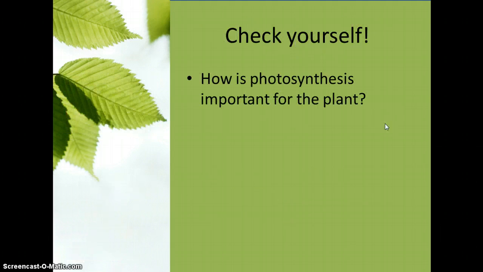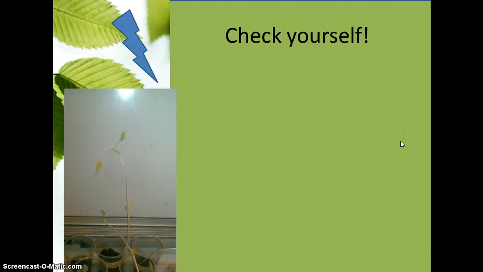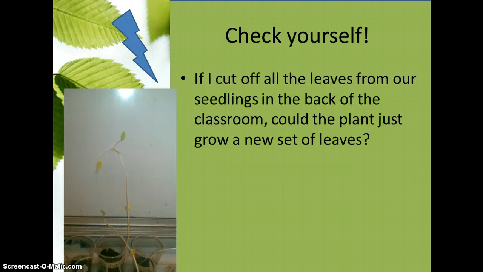So check yourself. Why is photosynthesis important for the plant? How is photosynthesis important for humans? Go ahead and take a minute or two to answer those questions. Okay, you should have said that photosynthesis is important for the plant because it makes food for the plant, and photosynthesis is important for humans because it gives us oxygen to breathe. Here's a critical thinking question that if you would like a challenge, you can think about the answer to this question and then tell me in class.